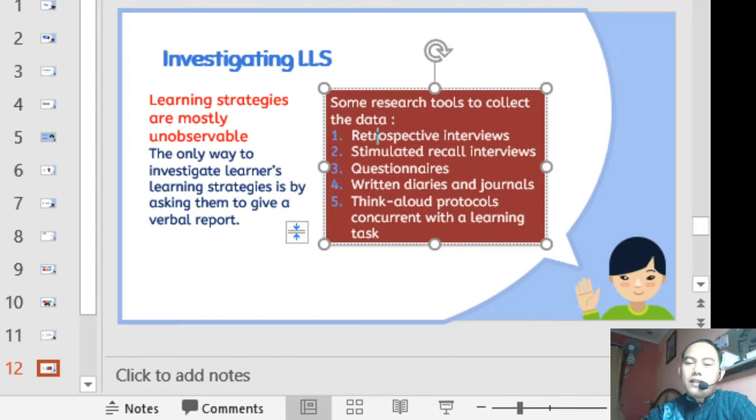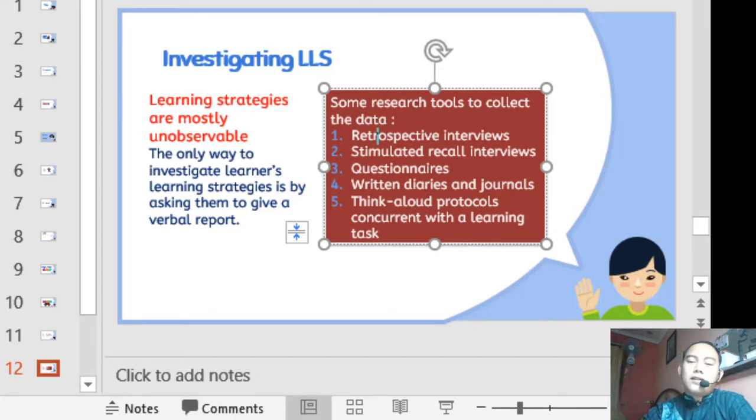Number two, a simulated recall interview is more likely to accurately reveal students' actual learning strategies during a task because the student is videotaped while performing the task. And the interviewer then plays back the videotape, pausing as necessary and asking the student to describe his or her thoughts at the specific moment during the learning task. Number three, the questionnaires is the most effective method which is frequently used to identify learners' LLS. Number four, diaries and journals have also been used to collect information about learners' LLS.